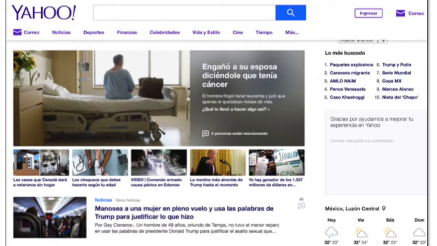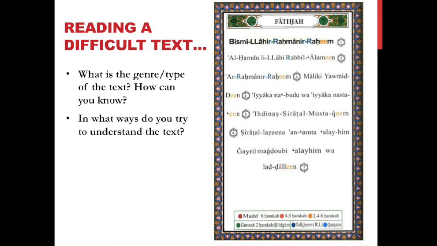Some of you may think, no, this is not difficult enough. So let's try a third foreign text. Okay, so this is our third foreign text. I also want you to spend some time trying to see what the genre is, what the type of the text is, and how you can know. And then I want you to consider the ways you try to understand the text.